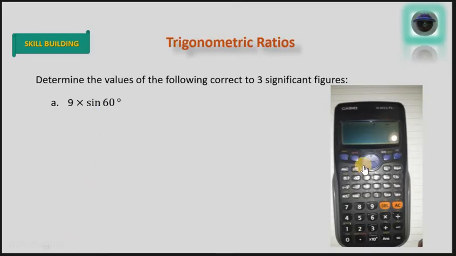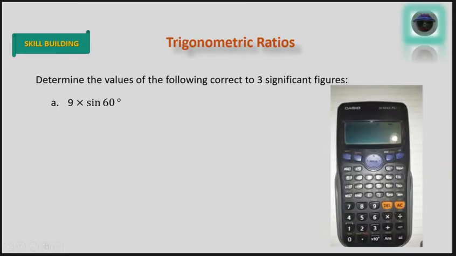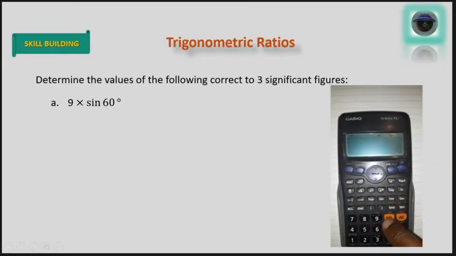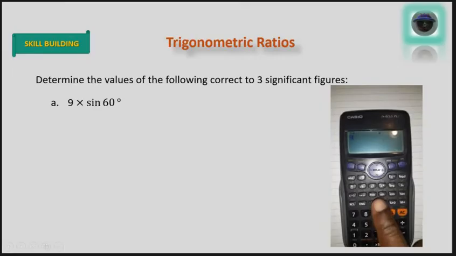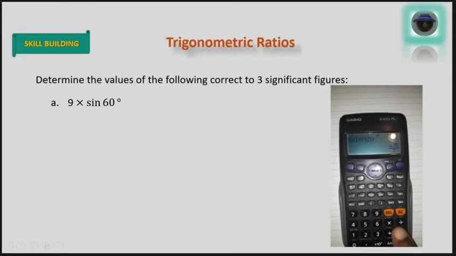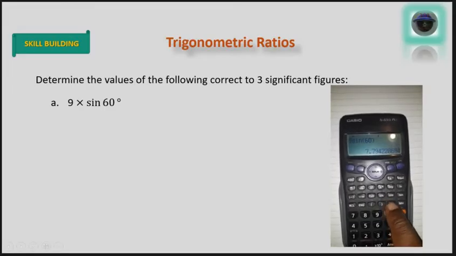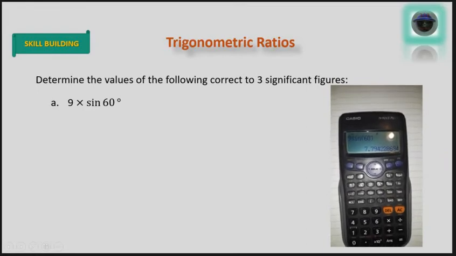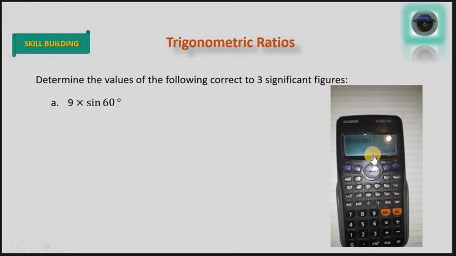Well, let's see how we use our calculator to do that. So you press 9, then the sine button, and simply enter 60. You may close the bracket, you don't have to. Press equal. Once you get a fraction, you press the S to D button. Let's get it again. And you should see 7.79422, etc. Now what do you do here?